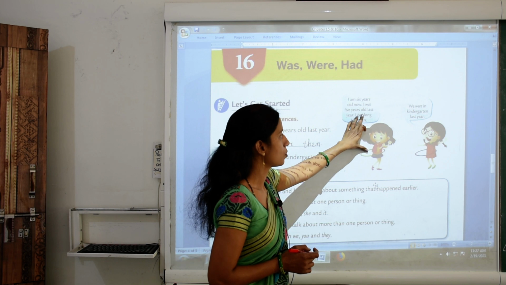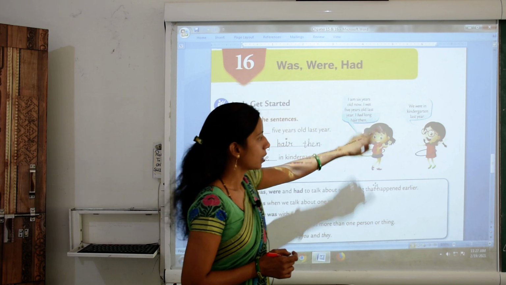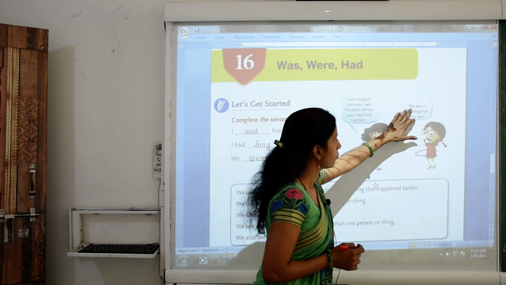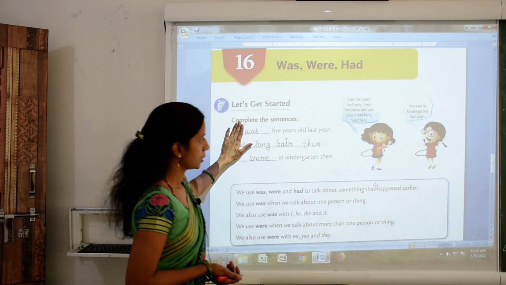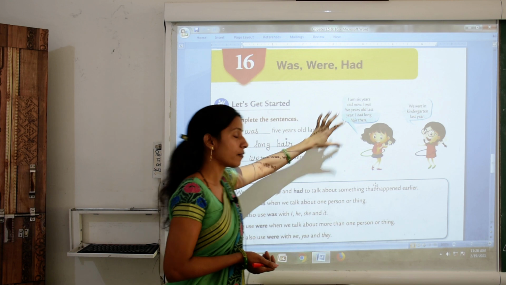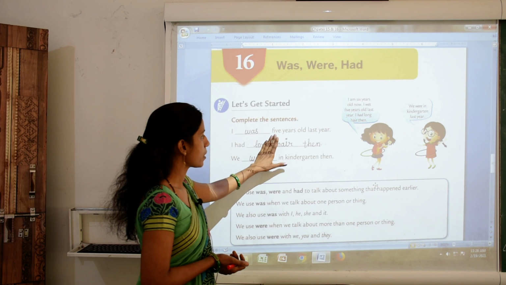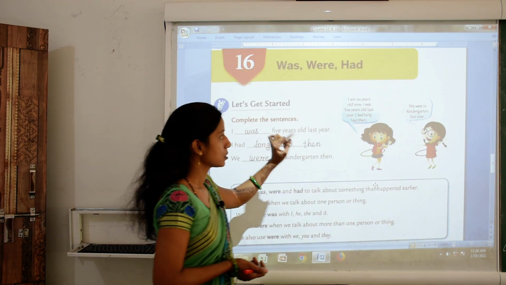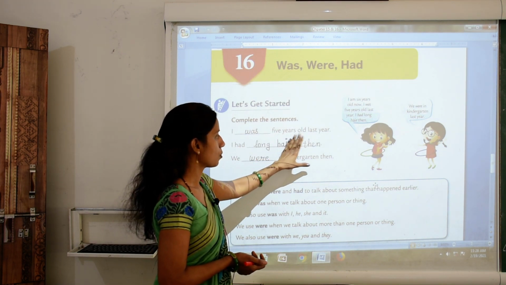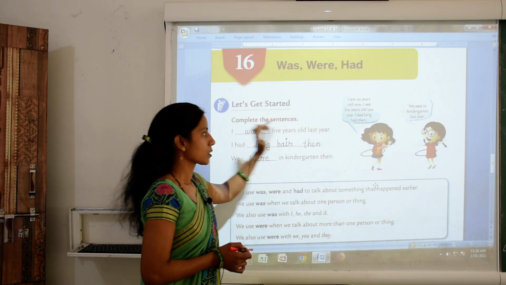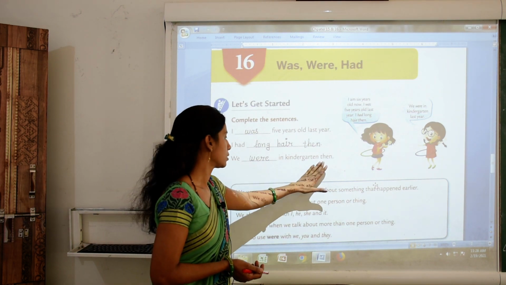I was 5 years old last year. I had long hair then. And we were in kindergarten last year. So see the picture and read this sentence. After that we have to complete this sentence. I was 5 years old last year, because this year I am 6 years old. So here, I was 5 years old last year. I had long hair then and we were in kindergarten then.